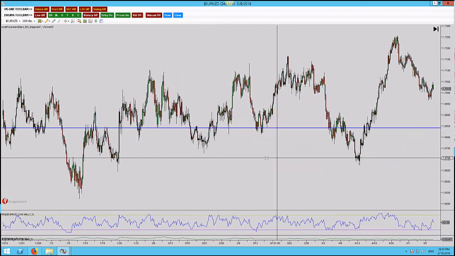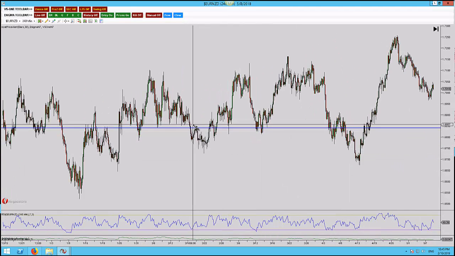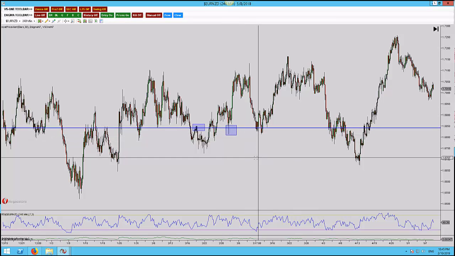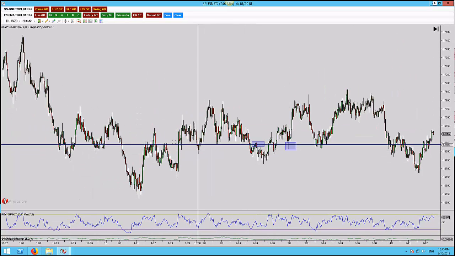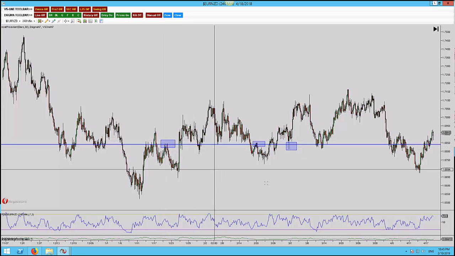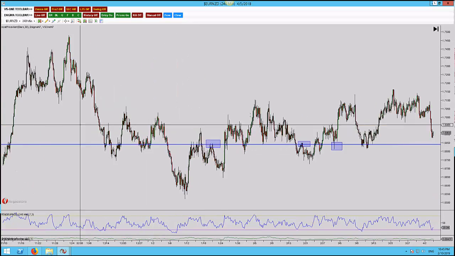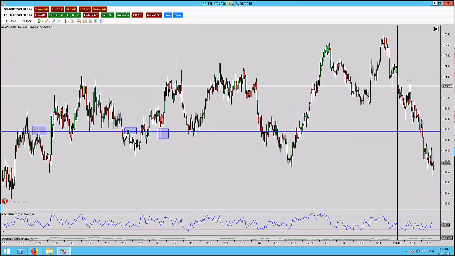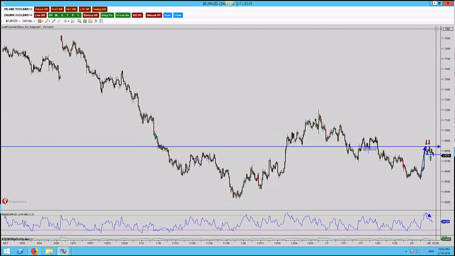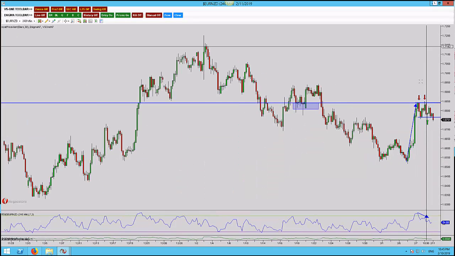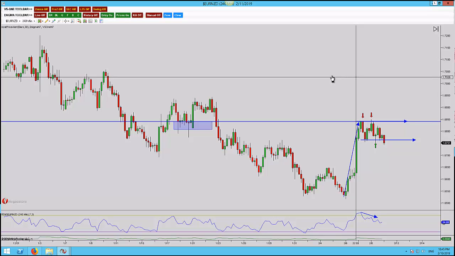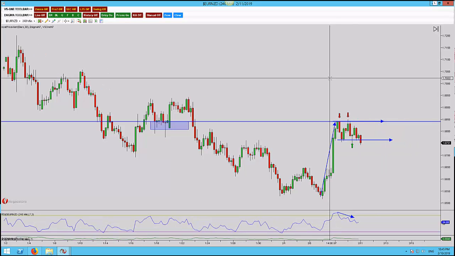What else have we got? We've got a very small internal level. Very small internal level. We've got a level there as well. Now, I got to say that this for me is not good enough for a double top. And that is historic data as well. What is more important than historic data is recent data.